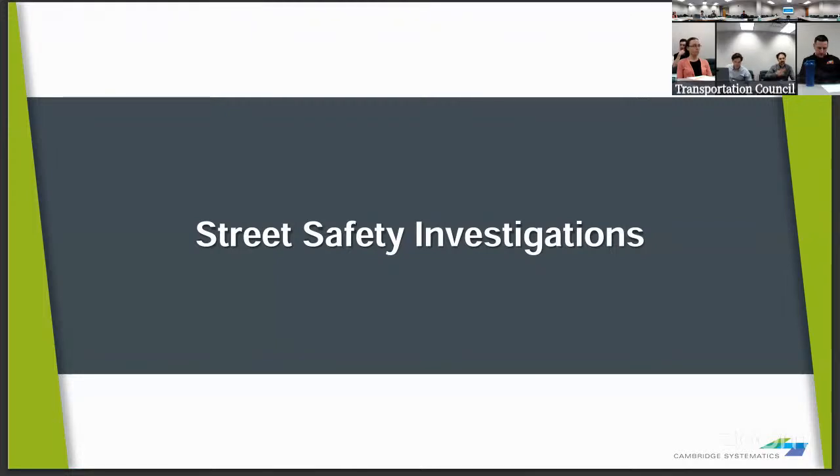So, hi everyone, Matthew Rowe at Stantec. I'm just going to talk about the street safety investigations a little bit. We've been calling them highway safety investigations, but most of the locations are streets. So we'll call them street and highway.